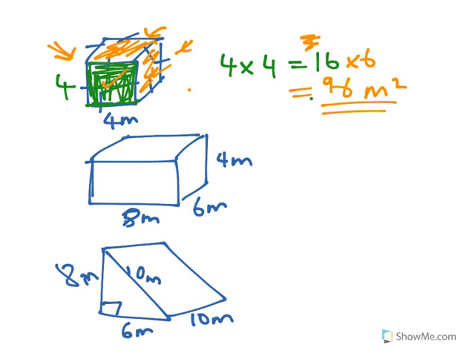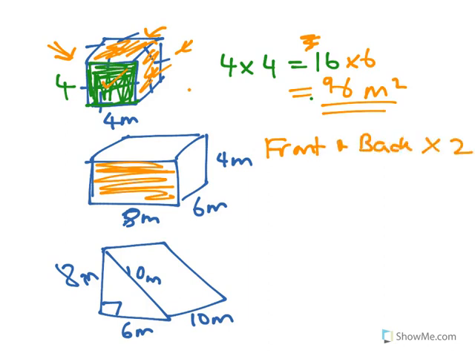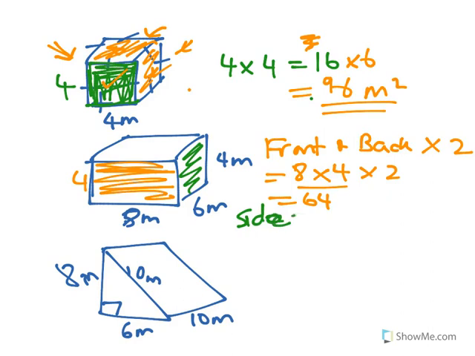Okay, so if you look at the rectangular prism, let's get the front and the back, and then we need to times by 2. So the front and the back, that'll be 8 times 4, and then we're going to times by 2, which is 64. Then we're going to go to the sides, so the side would equal 6 times 4, but there's 2 of them because there's one behind here, so that's 48.